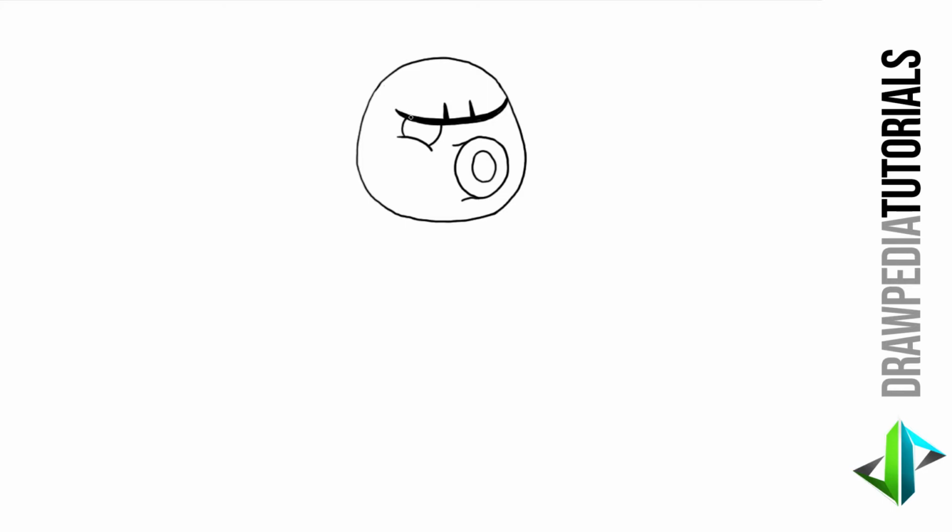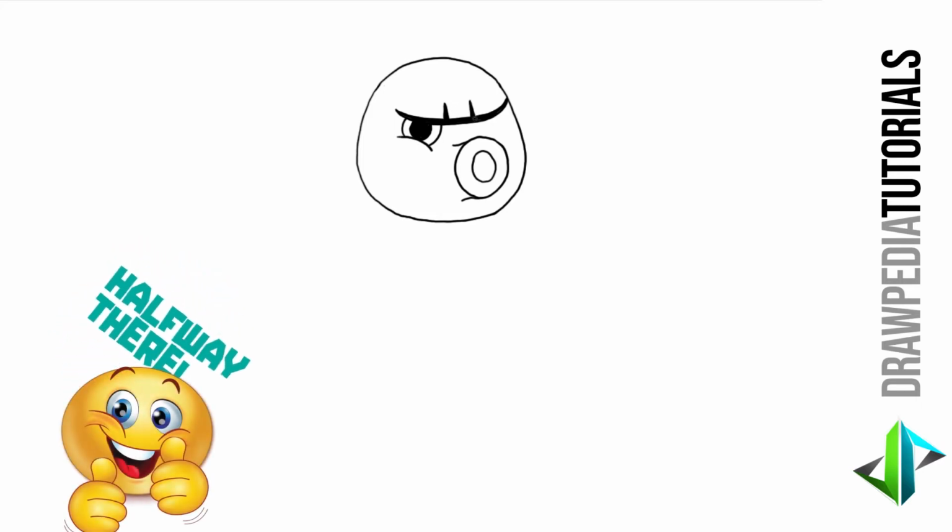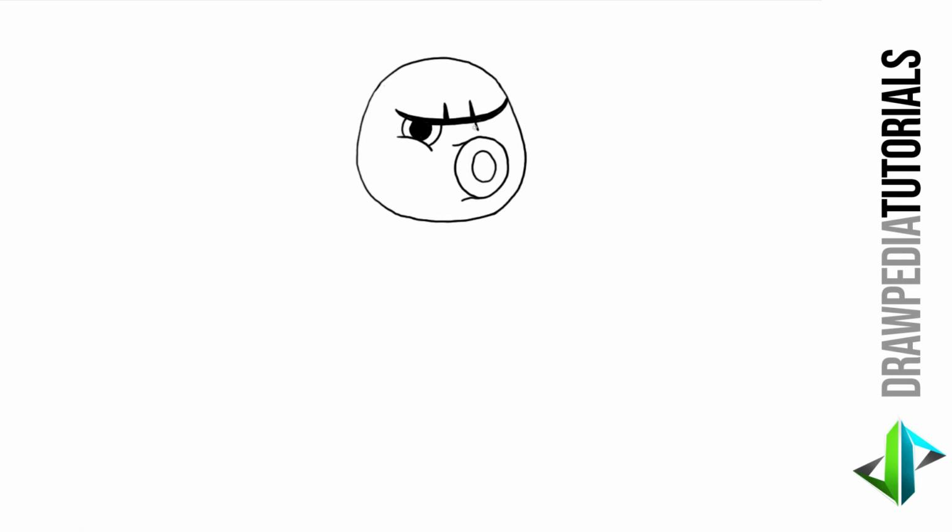Inside of the eye, I'm gonna draw a circular shape for his pupil. And we're gonna fill that in with black color. I'm gonna do the same thing on the right side as well.